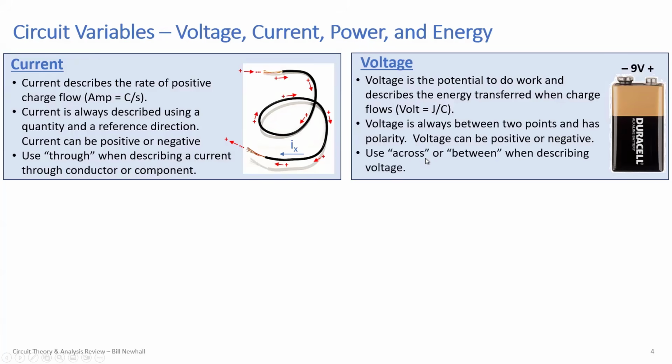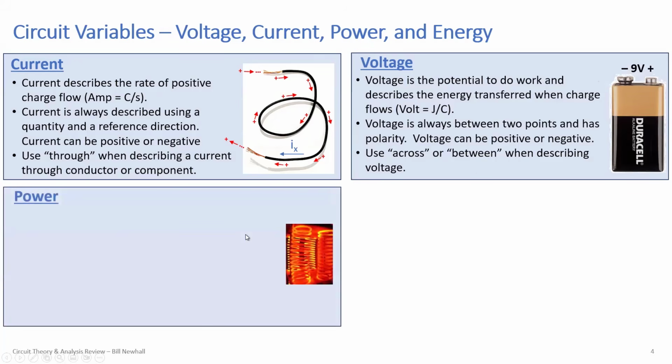So you use words like across or between when describing voltage. The voltage across this battery is 9 volts. So the voltage between these 2 terminals is 9 volts. You don't ever use through. You wouldn't have a voltage through something. It's not a flow. Current is a flow, right? But voltage is a difference between 2 points of the potential to do work.